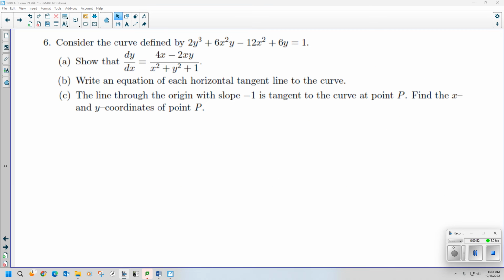Okay, let's get going. Question 6 states, consider the curve defined by 2y cubed plus 6x squared y minus 12x squared plus 6y equals 1. My God, we're going to have to do some work for this problem. Yeah, we're going to have to do some implicit differentiation. We'll get there in a moment.